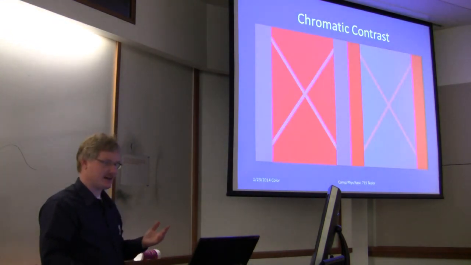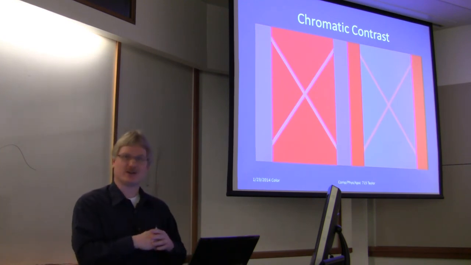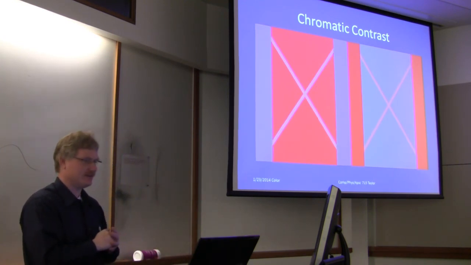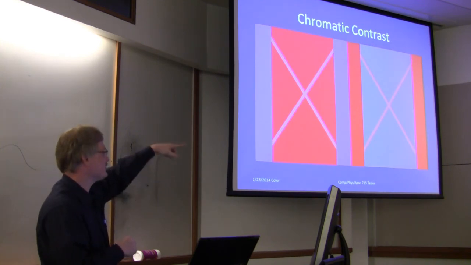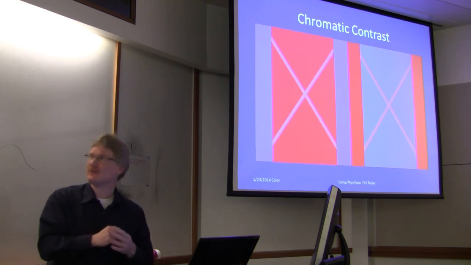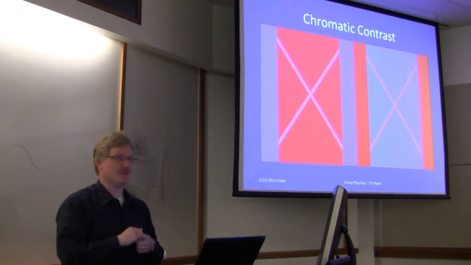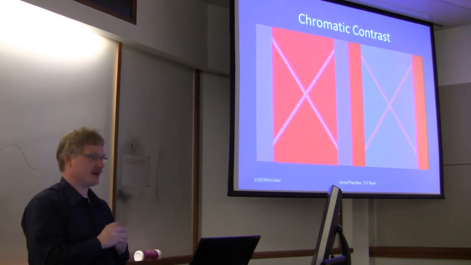There's chromatic contrast, right? Just as we had luminance contrast, where backgrounds made things seem brighter if they were darker, you have chromatic contrast. Those two X's are the same color, but to me, from here, the one on the left looks blue, and the one on the right looks red, because their surroundings are the opposite of that.